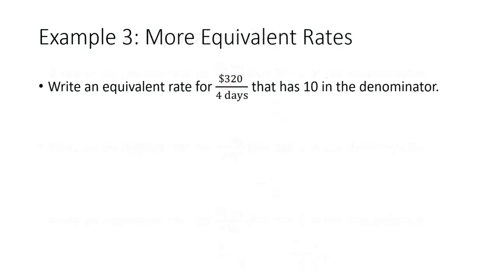Here, if we want to write an equivalent rate for $320 over 4 days that has a 10 in the denominator, we can take an extra step by converting this to a unit rate, $320 in 4 days. If we divide them both by 4, that's $80 in 1 day. And so now to have 10 in the denominator, if we multiply by 10, that means we're going to make $800 in 10 days. All of these are equivalent rates.